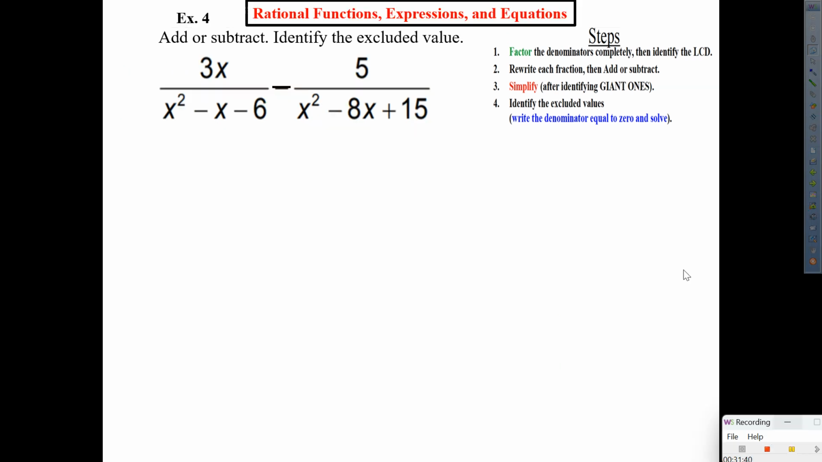All right, and the last one, example number 4. 3x over x squared minus x minus 6 minus 5 over x squared minus 8x plus 15. It's going to be a long one, so make sure you have plenty of space. Yes, Mr. Q. All right, good.